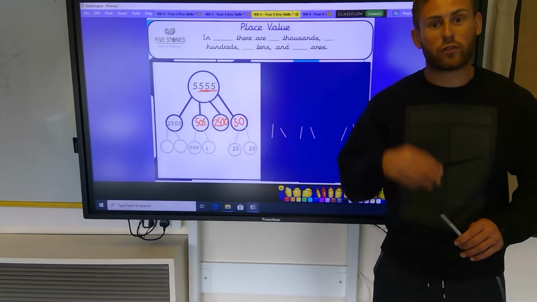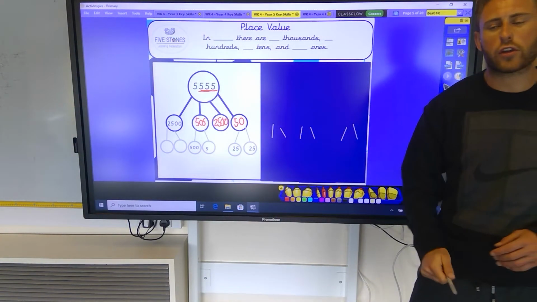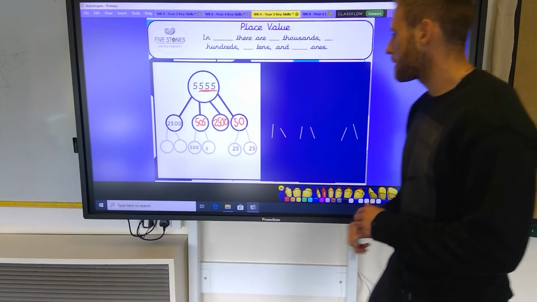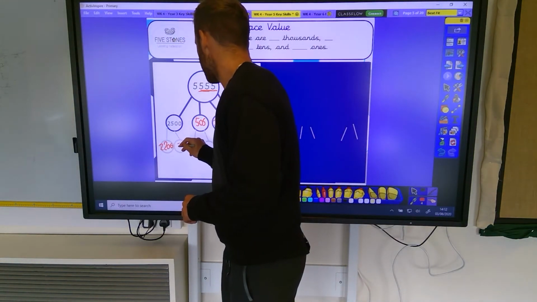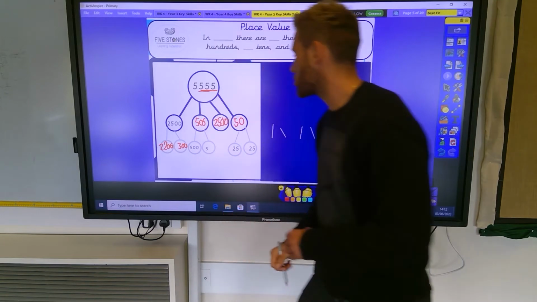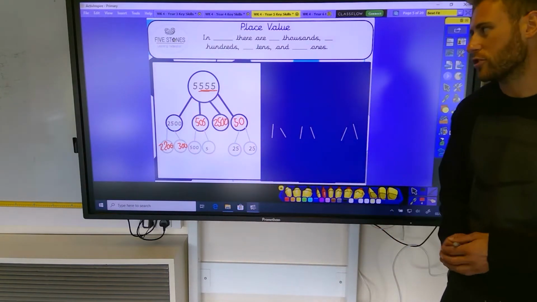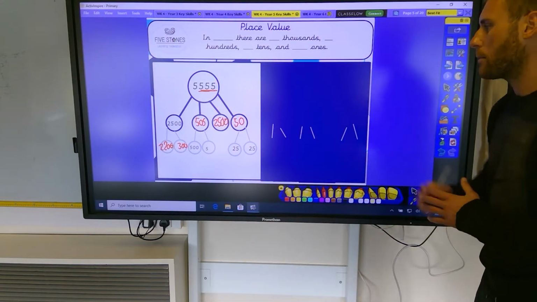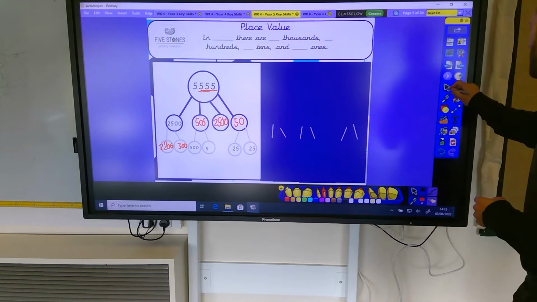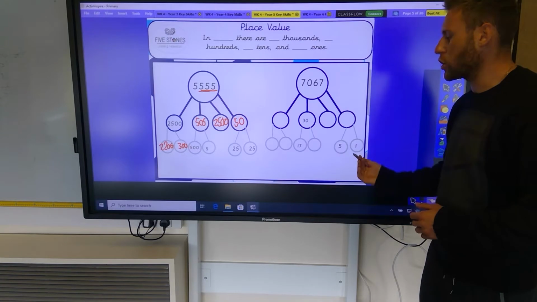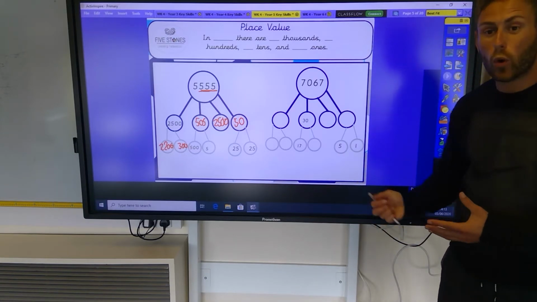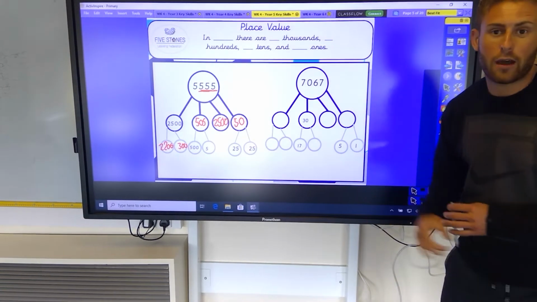Now we need to partition 2,500. 3 different ways you can partition 2,500. Off you go. I've gone 2,200 and 300. There are many, many ways we can partition 2,500. Your turn now. You've got an incomplete part whole model. You know the whole, you know some of the parts. This one's quite open, so figure it out. Off you go.